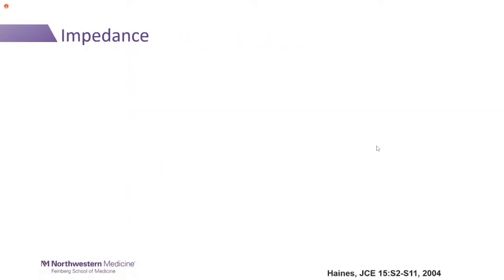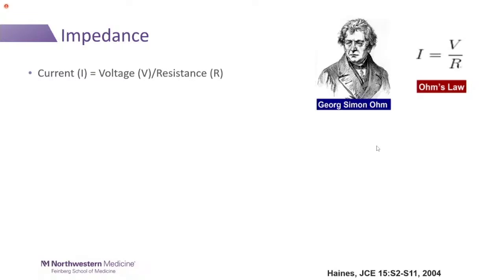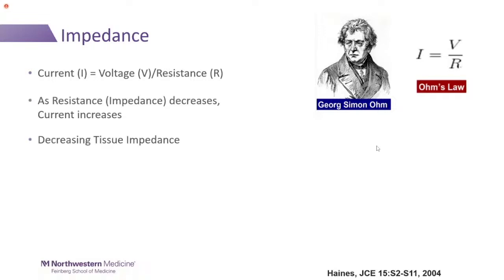What about impedance? This allows us to appreciate Georg Ohm, okay, Ohm's law. So V equals IR, or I equals V over R. So the current and resistance are inversely proportional, right? So if the resistance through your circuit is too high, what's gonna happen to the current? The current is gonna go down, right? So in theory, if you can decrease the tissue impedance, then you can increase current delivery. So how do you improve tissue impedance?